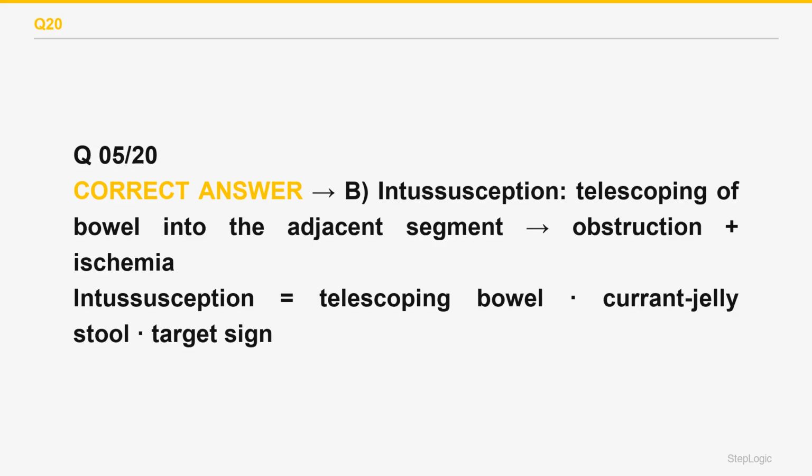The physical and imaging clues are characteristic: a sausage-shaped abdominal mass, and the target or bull's eye sign on ultrasound, concentric rings of telescoped bowel. In young children, it is often idiopathic or follows a viral infection, lymphoid hyperplasia acting as a lead point. In older children, a pathologic lead point, like a Meckel diverticulum, may be present. An air, or contrast, enema is both diagnostic and often therapeutic, reducing the intussusception. The telescoping bowel with currant jelly stool and a target sign is intussusception.